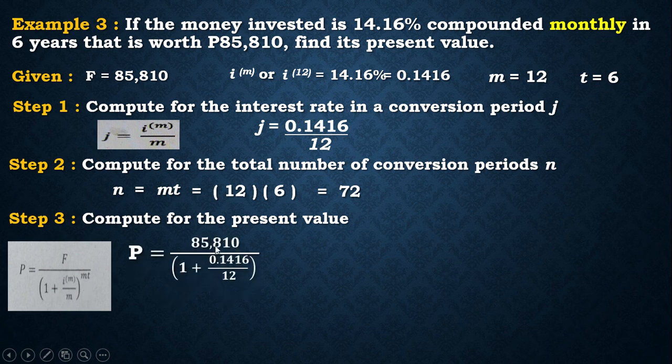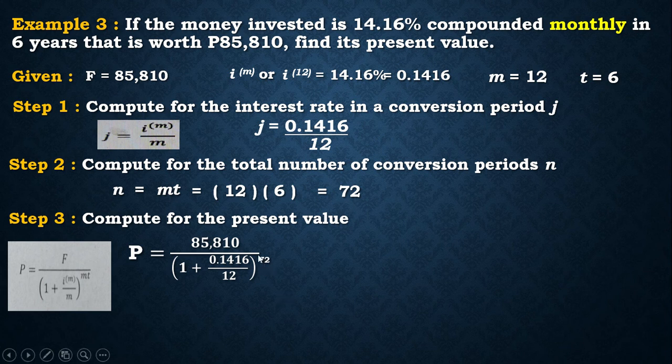So, we have the computation. P is equal to 85,810. Substitute po natin yung F. Ito po siya. And then, sinubstitute po natin ito. Ito po yung J kanina. Kung makikita nyo, yung 1 po ay constant. Huwag pong babaguhin. That is in the formula. And then we have the MT, which is 72, or the exponent.